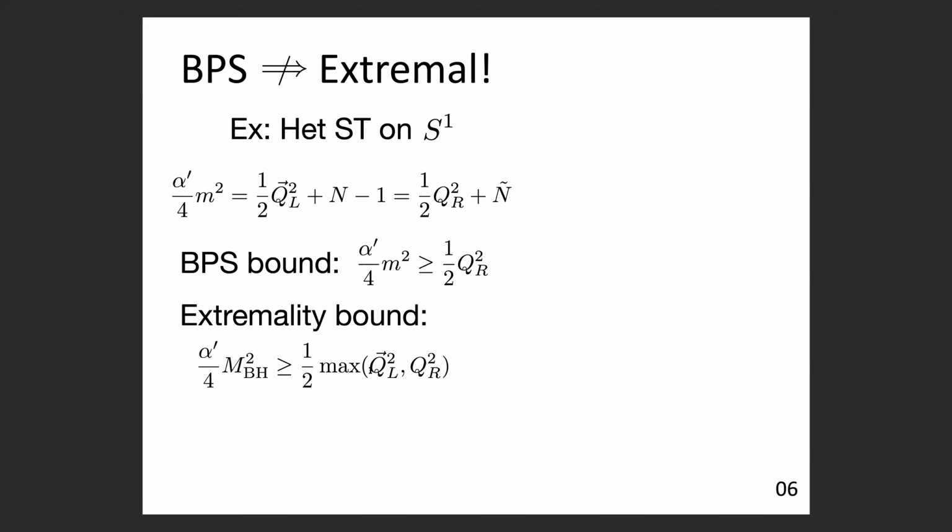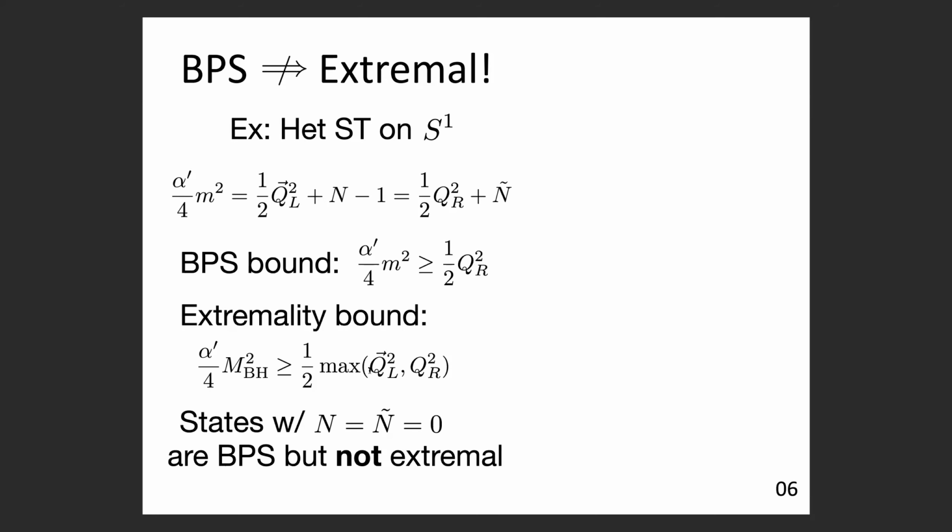So these black hole solutions have been known for a long time. You can look them up in the literature. So now let's look at a particular kind of state here where n and n tilde are both 0. Now these states are BPS because n tilde is 0, but they're not extremal because if you look at this left part here, the mass is half q left squared minus 1. So because of that minus 1, they're strictly super extremal.